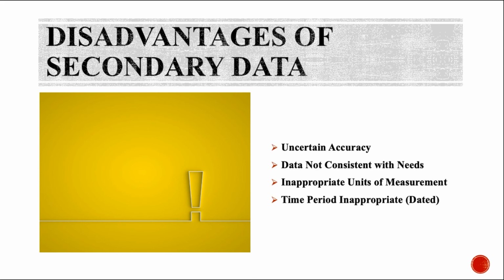But it also has disadvantages. For example, you are not sure about the accuracy because it is not collected by you. Is it accurate or not? Data are not consistent with your needs. Maybe you are searching for happiness in the social perspective, but you found happiness in the economic perspective. Inappropriate unit of measurement. For example, you want to study poverty, your measurement is the poverty line income, but the data you got about poverty is based on United Nations measurement. Time period inappropriate or outdated. You want data for 2000 to 2020, but you got 1990 to 2000.